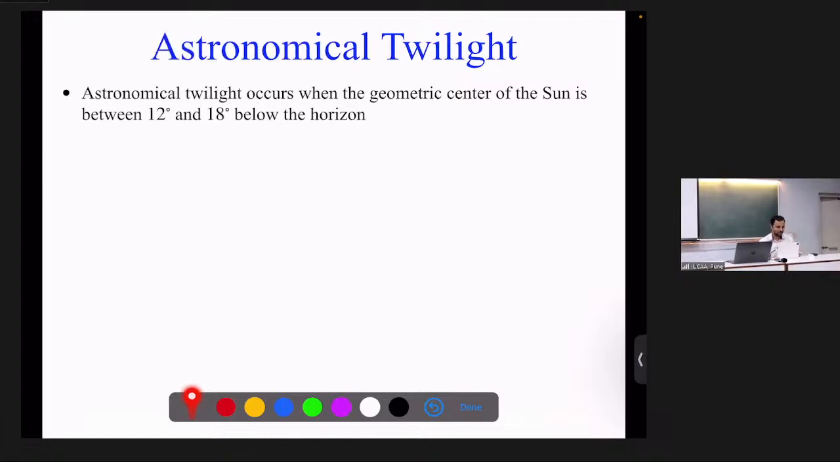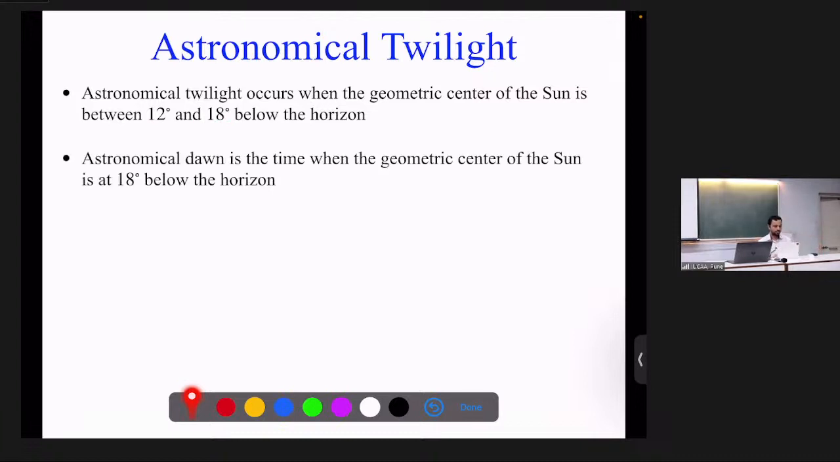Good. Okay. Now finally we get to astronomical twilight. This is used by astronomers. Astronomical twilight occurs when the geometric center of the sun is between 12 degrees and 18 degrees below the horizon. You have gone even further down. Okay, so you understood this.